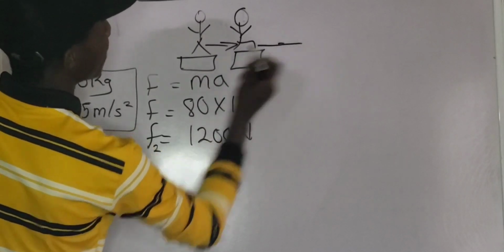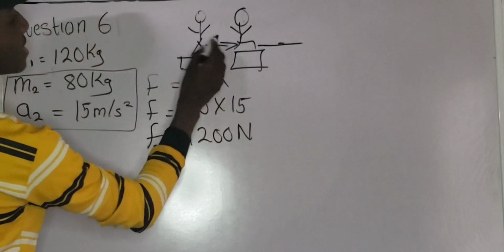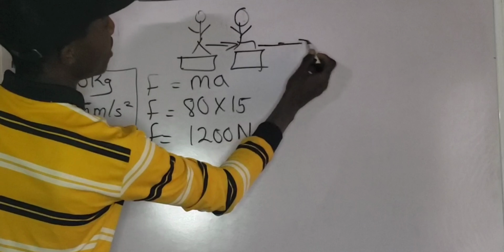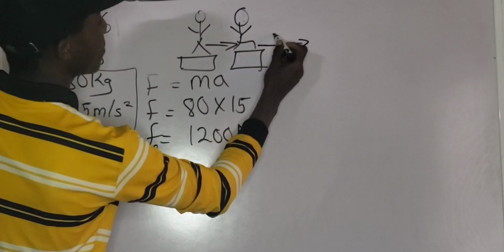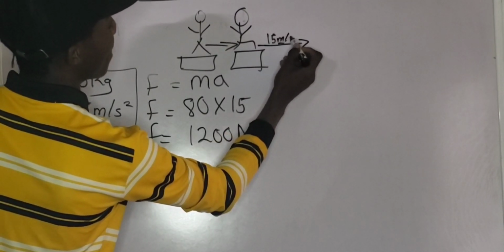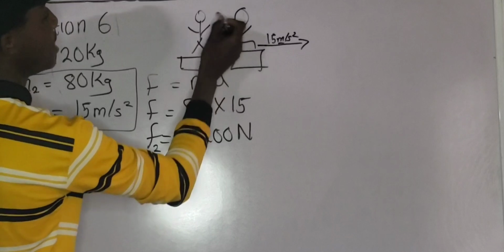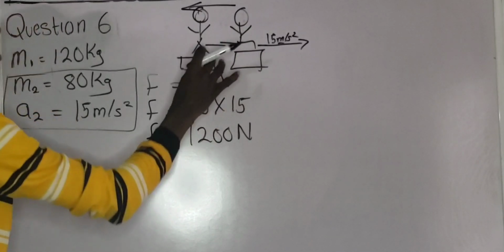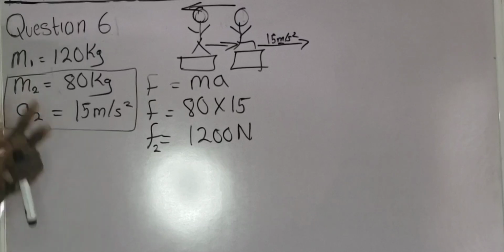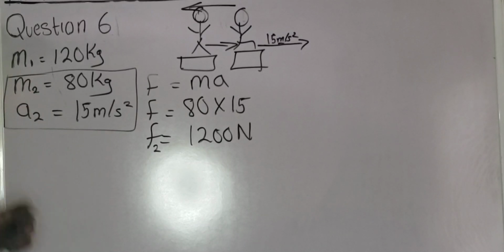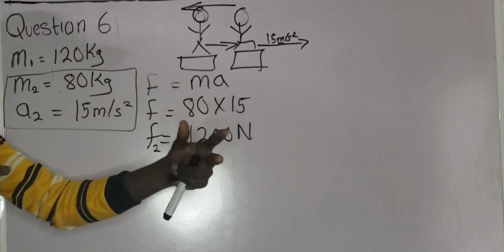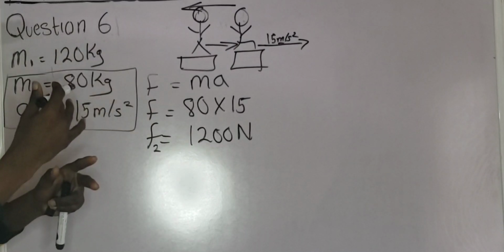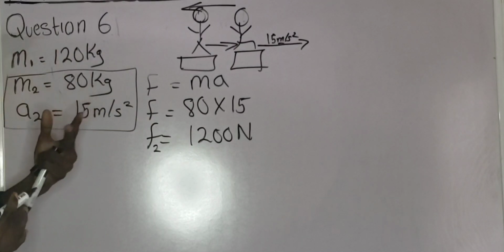This skater exerts a force on this skater. So it made this skater accelerate at 15 meters per second squared. Do you understand? This skater himself will feel the same force that he exerts on this skater. That is all about Newton's third law of motion. For every force applied on an object, the one that applied the force will feel the same force, but in the opposite direction. Are you getting it?